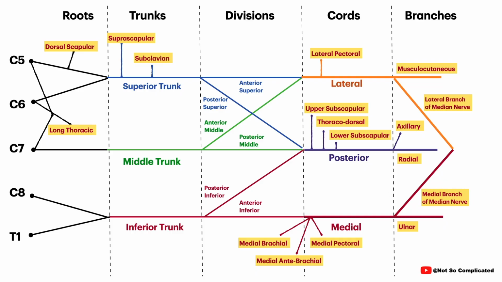The lateral branch of the median nerve, which is a branch of the lateral cord, will be combined with the medial branch of the median nerve, which is a branch of the medial cord, to form the median nerve. So this is how the brachial plexus is completed. This is how you draw the brachial plexus. If you have any confusions, you can comment it down.